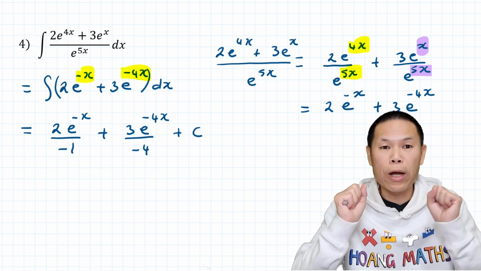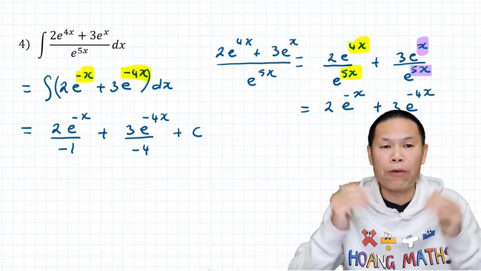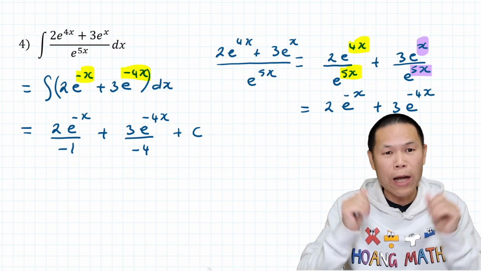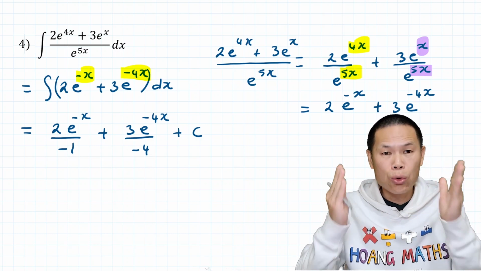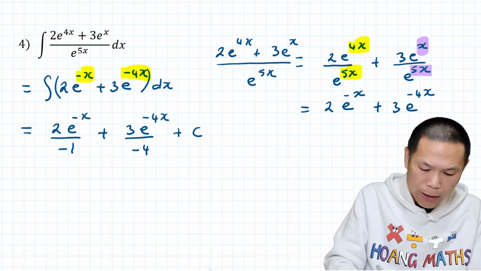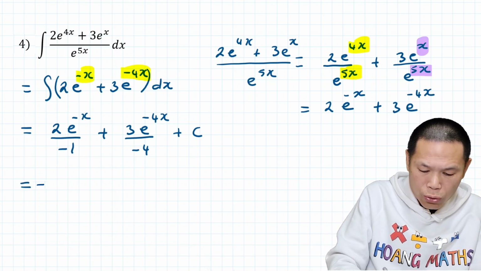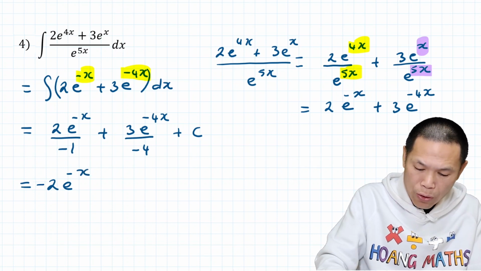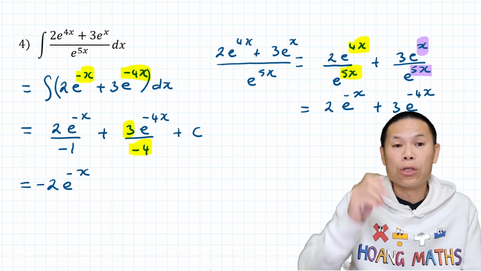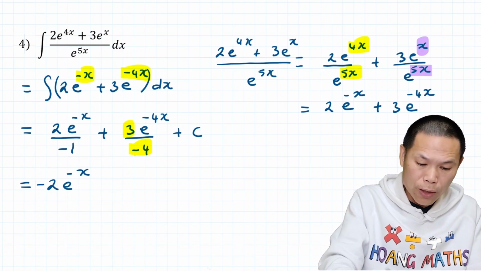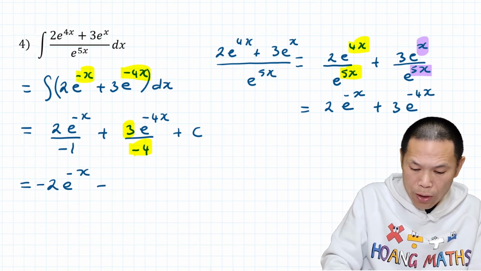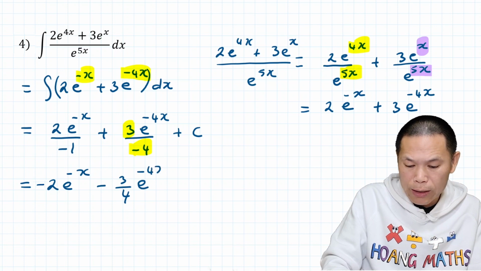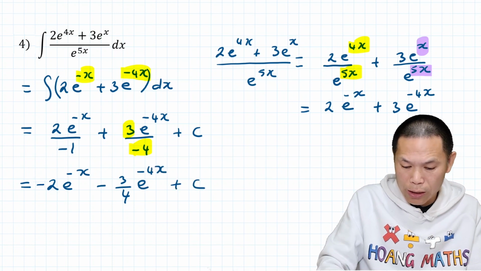So there you go. So what I do now is I just simplify this. So 2e to the negative x over negative 1 will give me negative 2e to the negative x. And then we have 3 divided by negative 4. So 3 over negative 4 is negative 3 over 4. And we have e to the negative 4x. And we add a constant c.